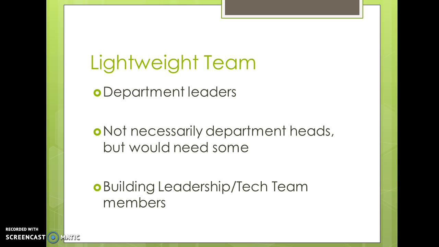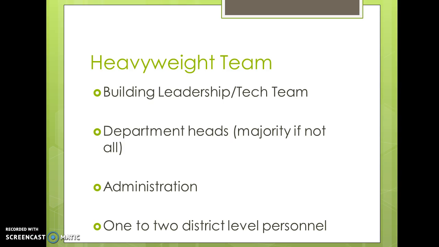And then I also said you're building leadership and tech team. That's what we called it at the school I'm coming from, a tech team. But people who are familiar with technology, people who are willing to investigate and take risks with technology, I think you find those people on that tech team or whatever you might call it at your school or district.